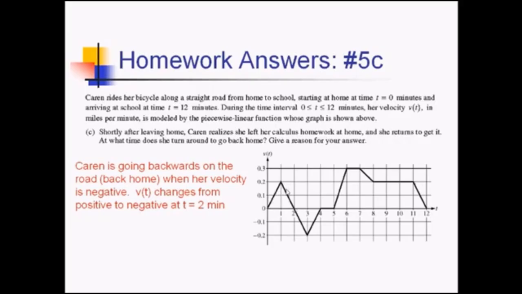So she was heading towards school, she started slowing down, realizing she left her homework at home, turned around at this time and started going back home, and eventually got there, and then this is when she's heading towards school again.